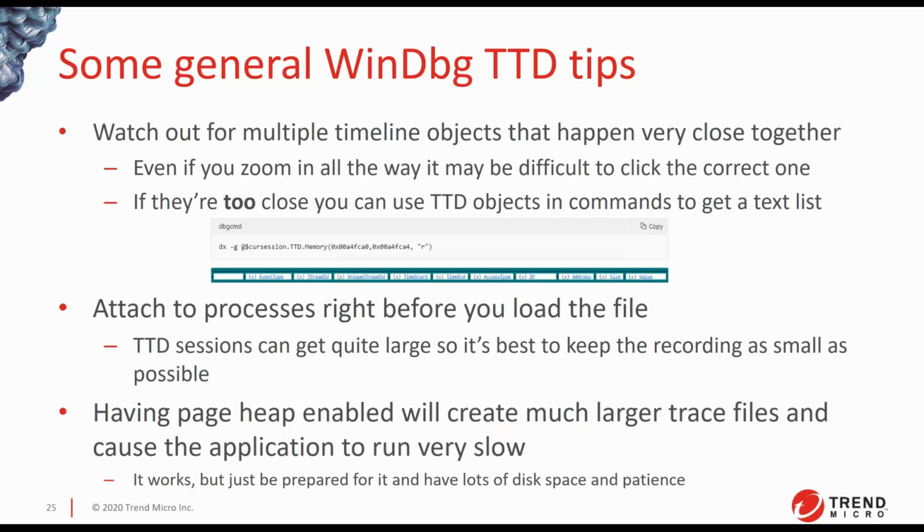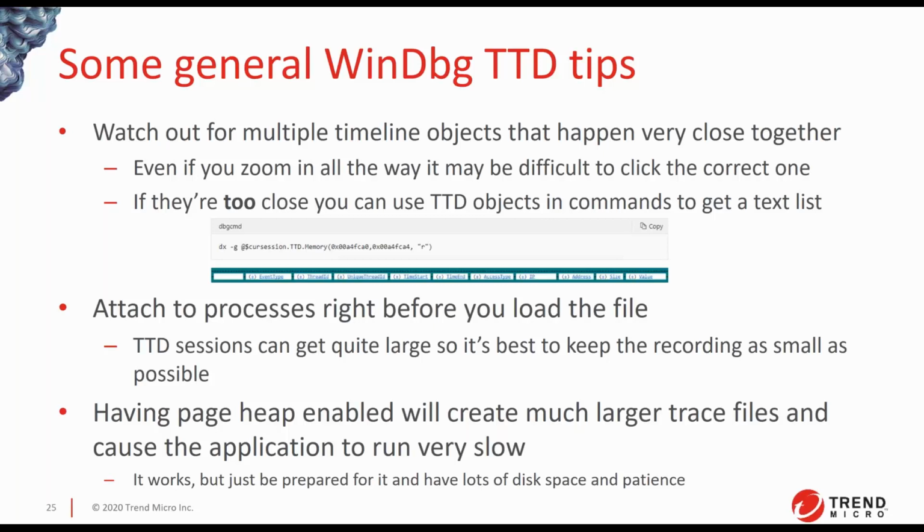You can use time travel debug objects in commands to get a text list, and if you check the WinDbg Preview documentation on the Microsoft site, you'll see a list of all these with examples. The other thing I highly suggest is you should attach to processes right before you load the file when you're working on reversing a file. Time travel debug sessions can get really large, so it's best to keep the recording as small as possible. Also, when you're doing memory searches, you're going to find a lot fewer false positives when you're hunting through memory.